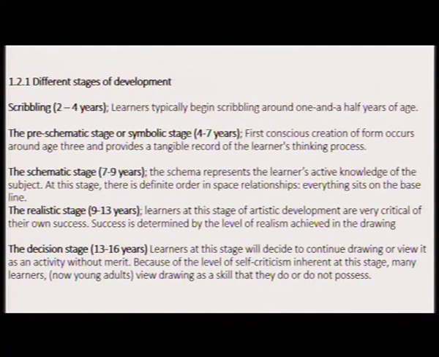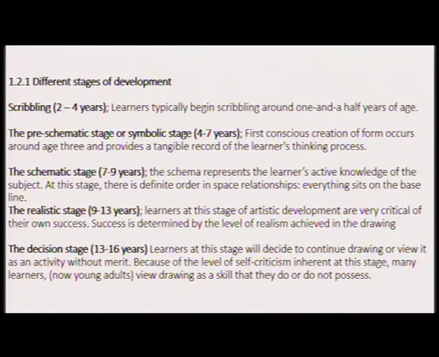Stage 2, which is between 4 and 7, is also called the pre-semantic stage or symbolic stage. First conscious creation of form occurs around age 3 and provides a tangible record of a learner's thinking process. So at this stage, you will be able to recognize some symbols of what the learner is trying to draw or to communicate, in comparison with what happens in stage 1.